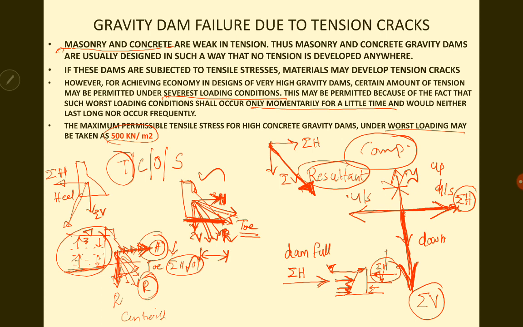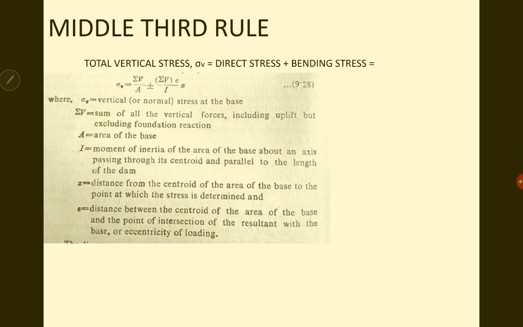Now, here comes the middle third rule. As I have already said, it is this R value that decides the mode of failure. The R value as well as its position, its location decides the mode of failure. So, the mode of failure is governed by the middle third rule. Now, what is the middle third rule? Middle third rule says that a dam will be safe if the resultant is within B by 6.